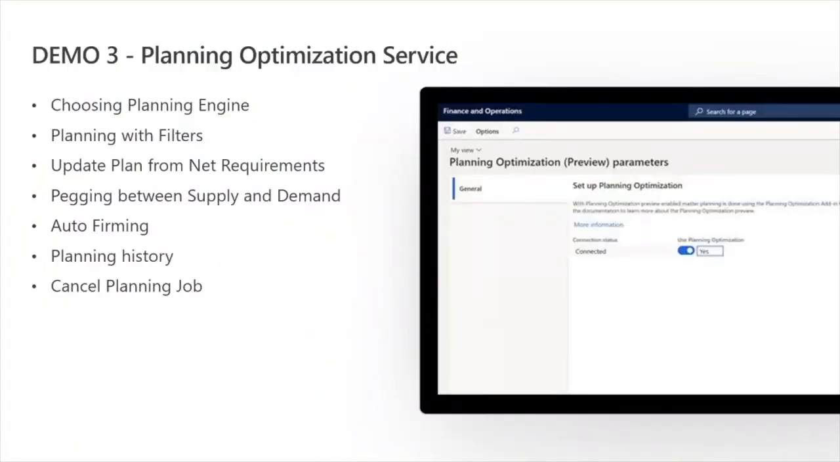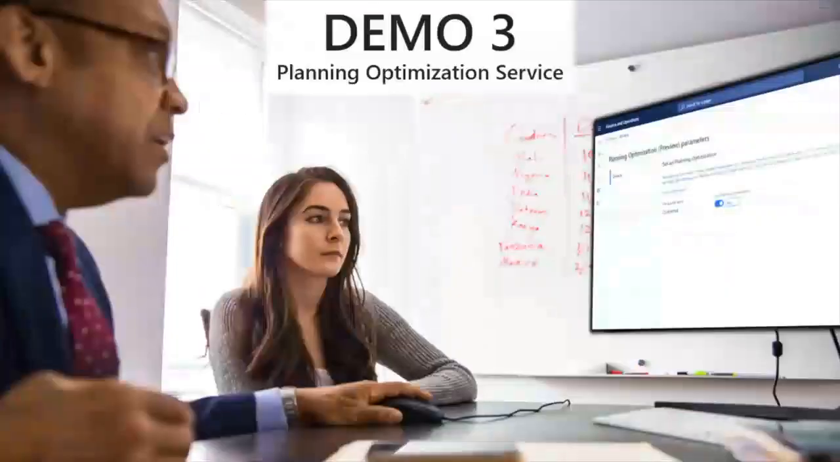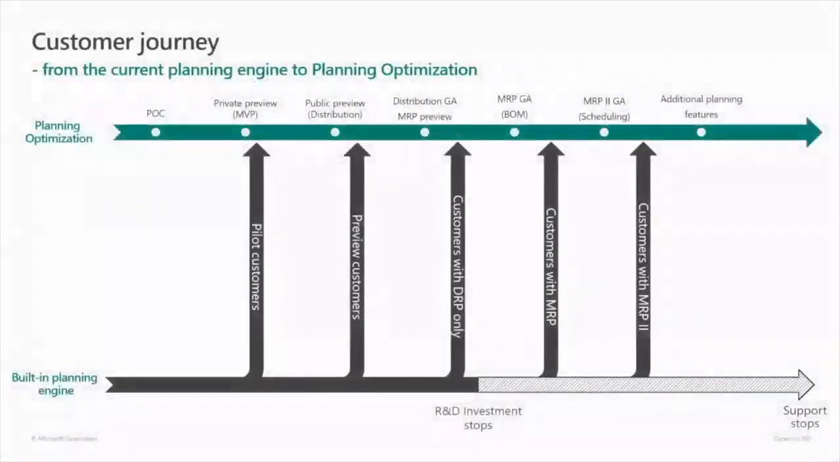Just going forward. What we want to talk about is the planning optimization roadmap. The idea here is that there are two paths to the journey. The existing built-in planning engine is in progress. At some point, we would stop investments in it, and at a later point we'll stop the support. That's when it will be deprecated.